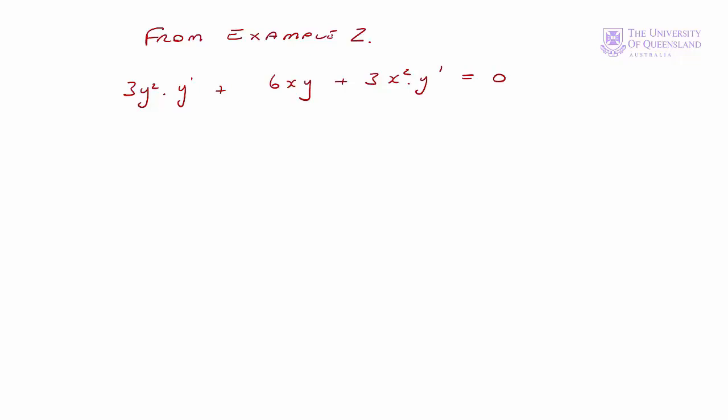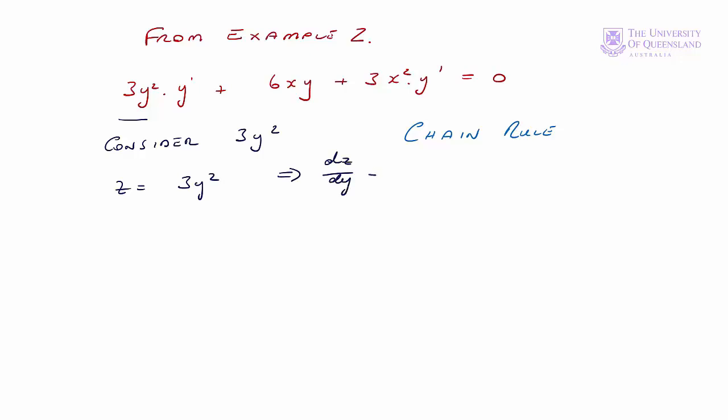We'll start with the first term. It's a product, 3y squared times y prime. So we'll use the product rule. First we need to differentiate 3y squared with respect to x. We'll use the chain rule. We'll let z equal 3y squared. That implies dz dy is equal to 6y. dz dx equals dz dy times dy dx. That's equal to 6y times dy dx, remember, is y prime times y prime.